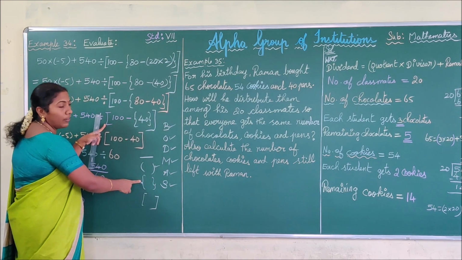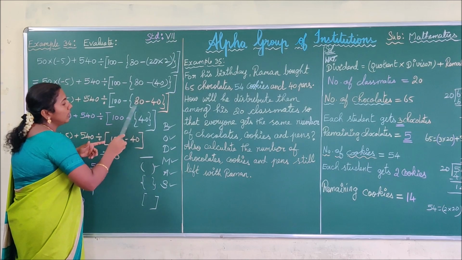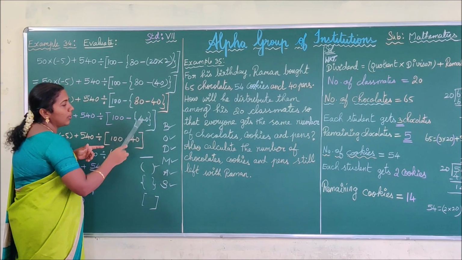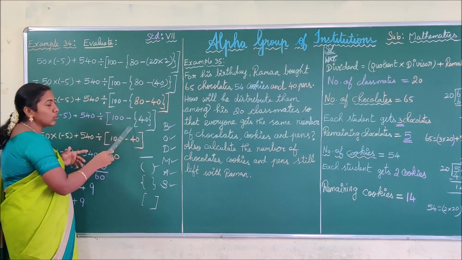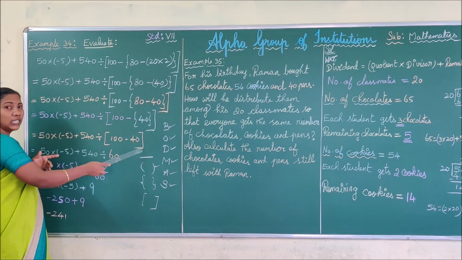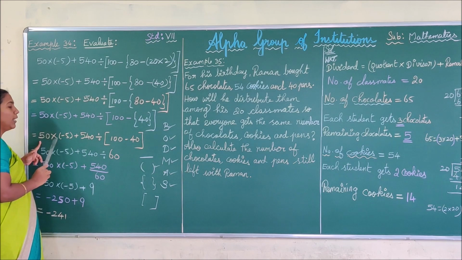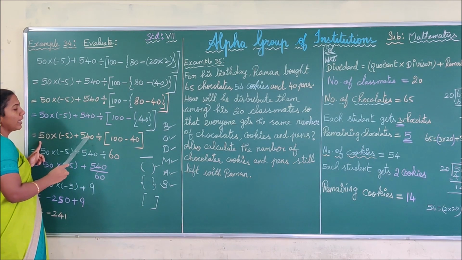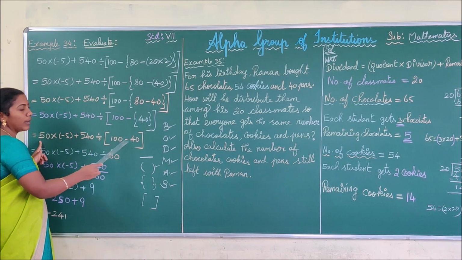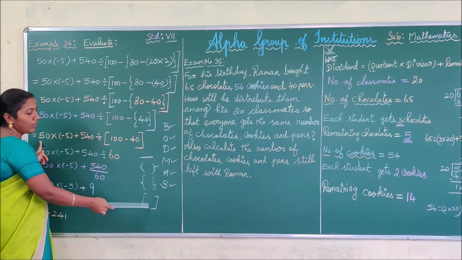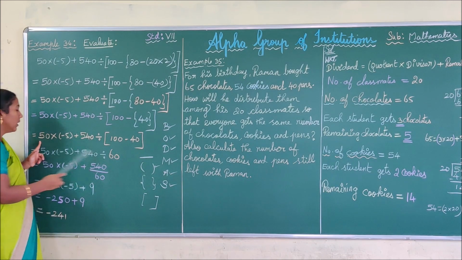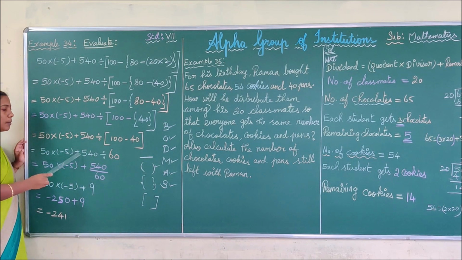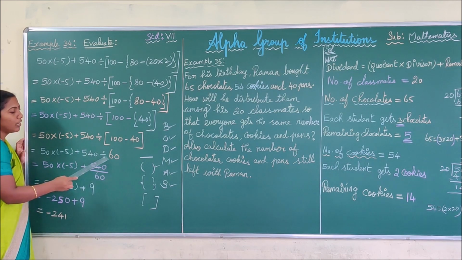Next we are going to evaluate the curly bracket. Within the curly bracket we have 80 minus 40. We have already got the answer 40. Now we bring this 40 outside the bracket, so you get 100 minus 40. Thus 50 into minus 5 plus 540 divided by 100 minus 40. Next we evaluate the square bracket. Within the square bracket you have 100 minus 40. What is the answer? Yes, 60. Thus 50 into minus 5 plus 540 divided by 60.